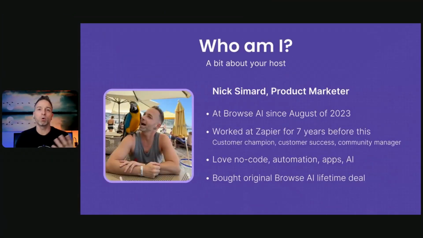So first of all, who am I? My name is Nick. I am a product marketer here at Browse AI. I joined Browse AI in August of 2023. Before that, I worked at Zapier for 7 years. So I started as a customer champion, then went into customer success, then community manager. And Zapier touches a lot of apps. So I just kind of got into no code and automation and apps and AI and all that stuff. And I actually bought the original Browse AI lifetime deal years back. So they were on my radar before ever even joining the company. So very cool to work here now.